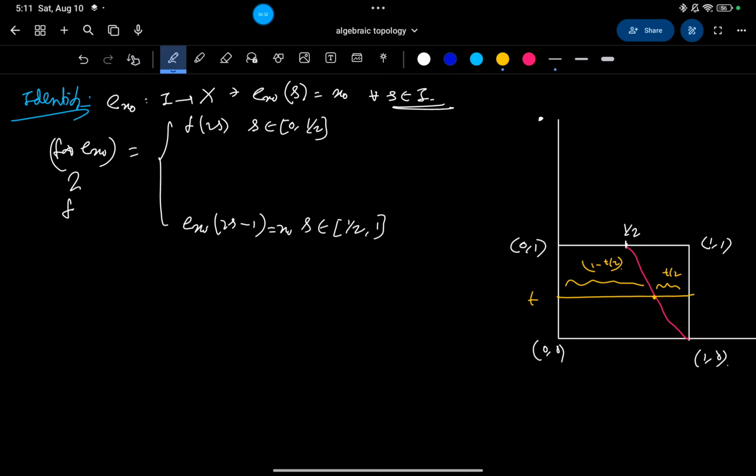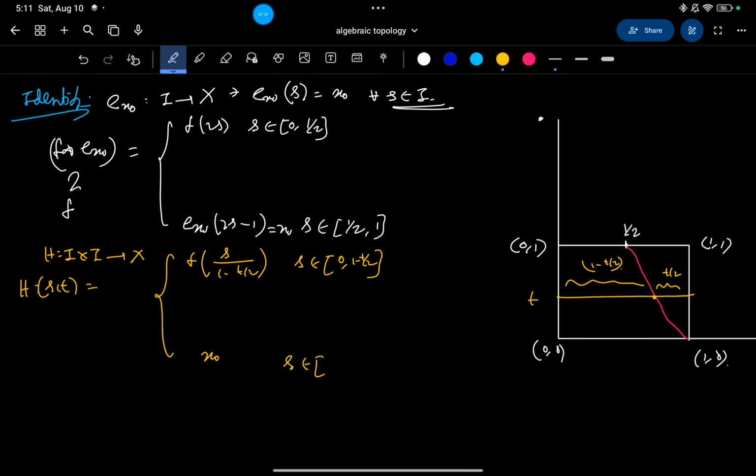Okay, so here we define h as a mapping from I cross I to, let's say, X. That h of s comma t is nothing but f of s by 1 minus t by 2, and it is x naught, where s belongs to 0 to 1 minus t by 2, and s belongs to 1 minus t by 2 to 1.